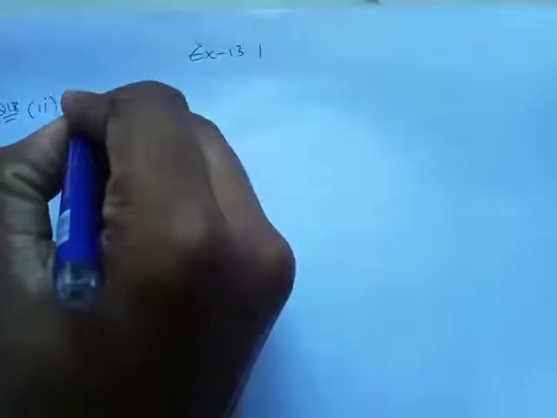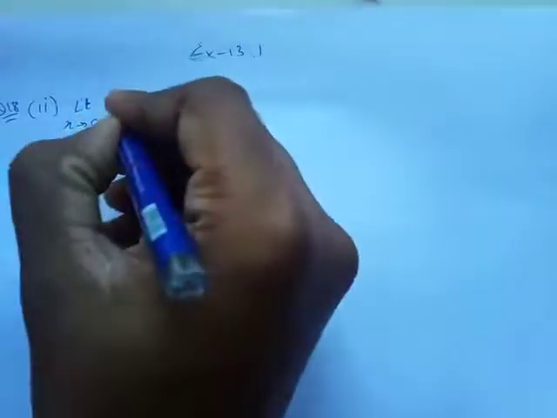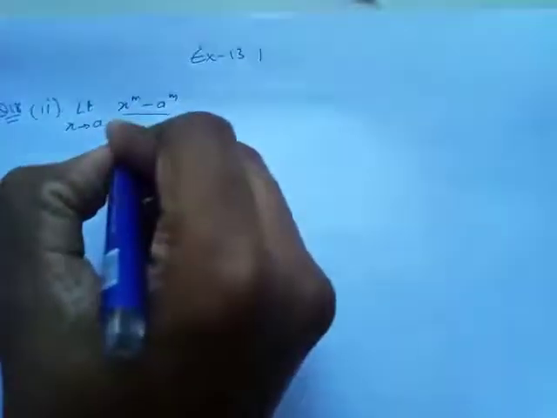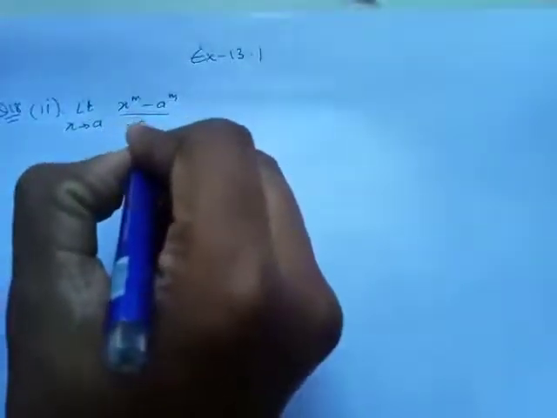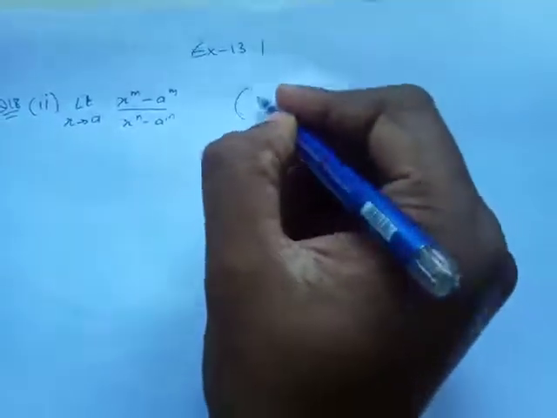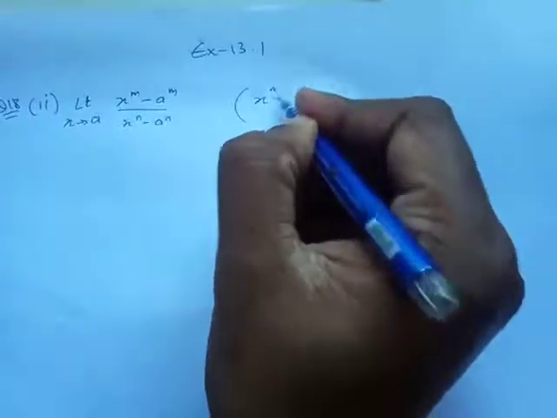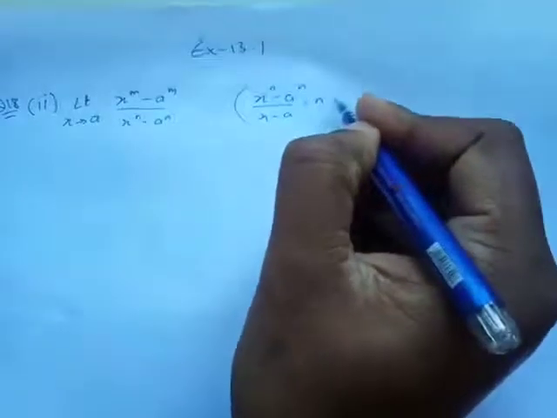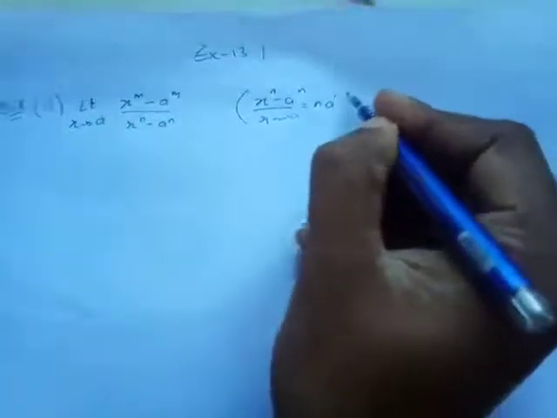It goes something like this. Limit x tends to a, x to the power m minus a to the power m upon x to the power n minus a to the power n. You know the formula. I can write the formula in the bracket if you don't remember. The formula goes something like this: x to the power n minus a to the power n upon x minus a. The formula is n a to the power n minus 1.